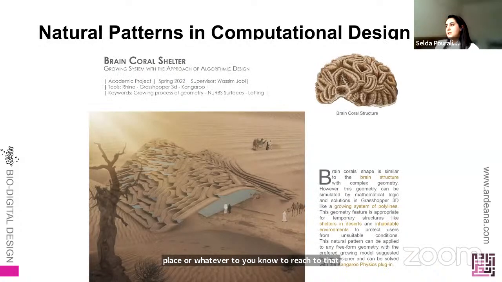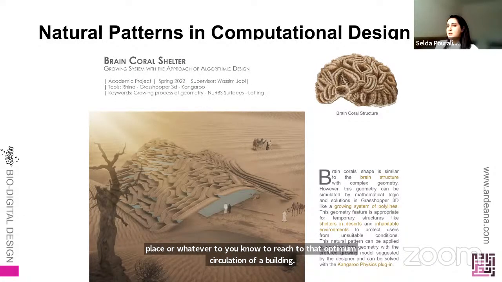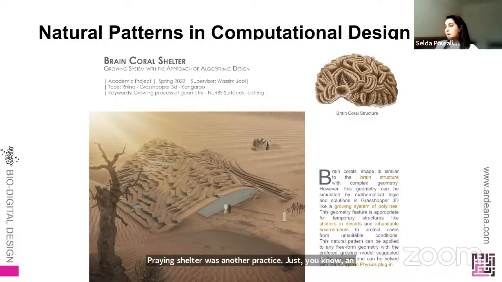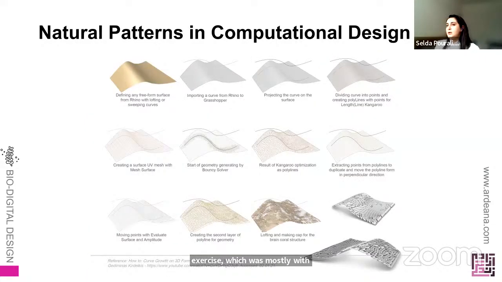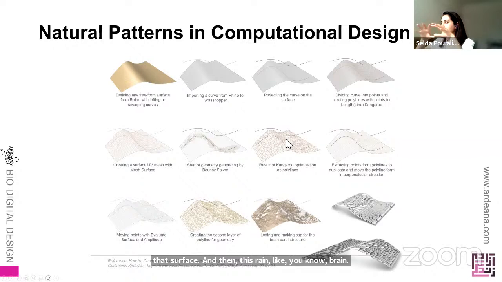Brain coral shelter was another practice, just an exercise, which was mostly with Kangaroo. And here it was just a very usual freeform surface, and then the projection of this line on that surface, and then this brain kind of pattern was created, growing gradually all around the surface to reach the final shelter, the cover.